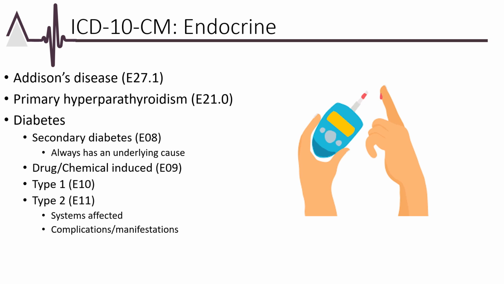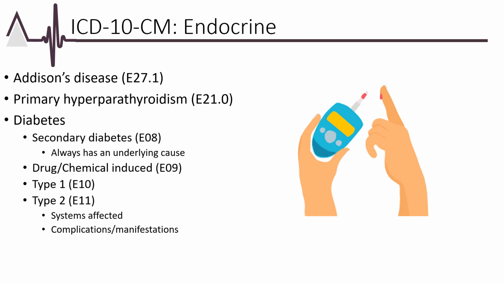Category E09 is used for diabetes that is drug or chemical induced. The use of steroids can cause diabetes in some patients. Instructional notes for E09 state to use an additional code to identify any adverse effects or code first a poisoning due to drug or chemical.